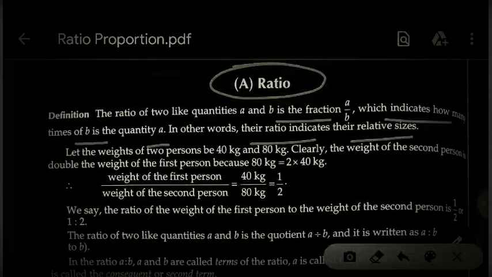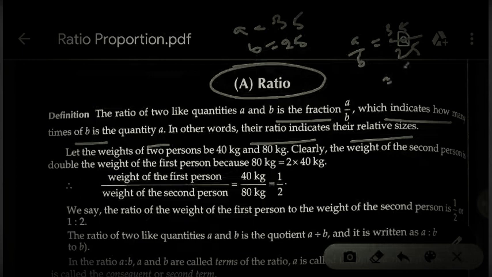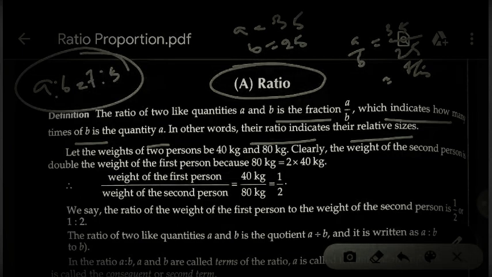So relative size means if the quantity A is 35 and quantity B is 25, then you can write the ratio in the form A by B, that is 35 divided by 25. So this is nothing but 7 by 5. So saying that A is to B equal to 7 is to 5 can just define a relation between A and B.